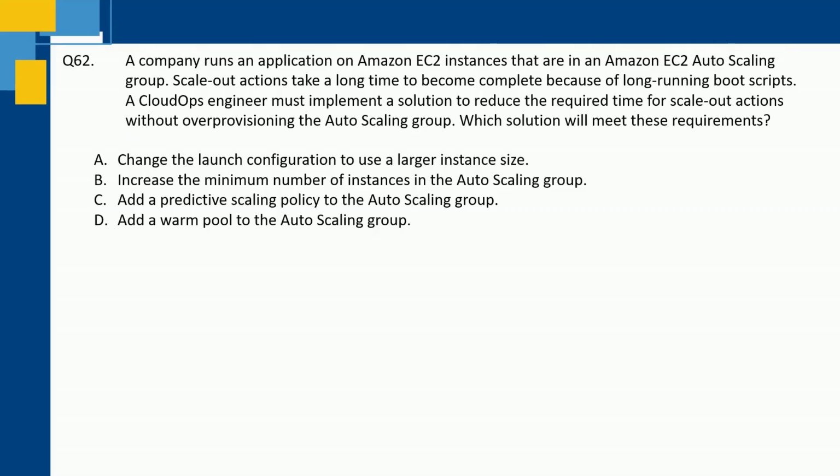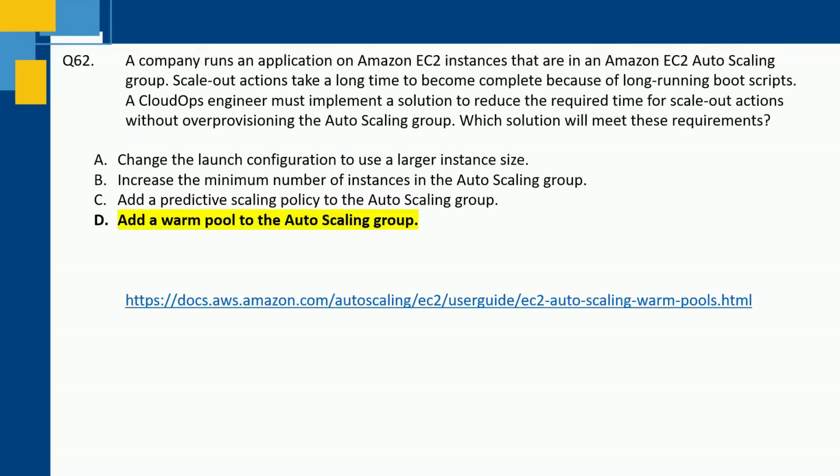Now friends, a warm pool keeps EC2 instances pre-initialized but in a stopped or running but not in service state. When scale out happens, these instances can be brought into service very quickly. This directly solves the problem of scaling out taking a long time without over provisioning.